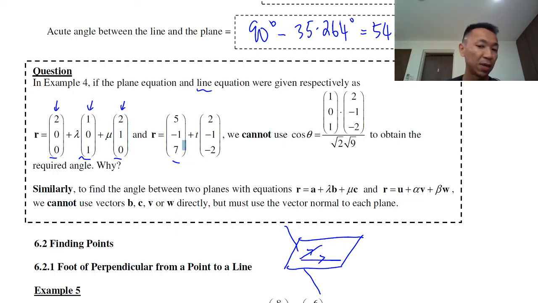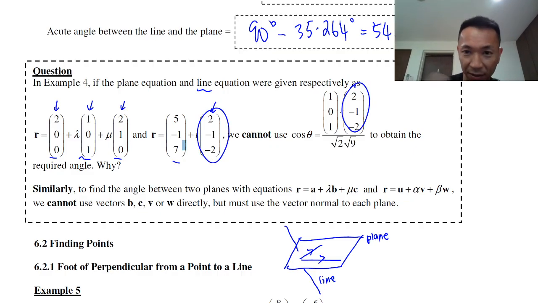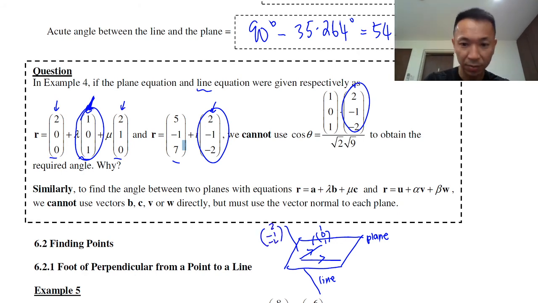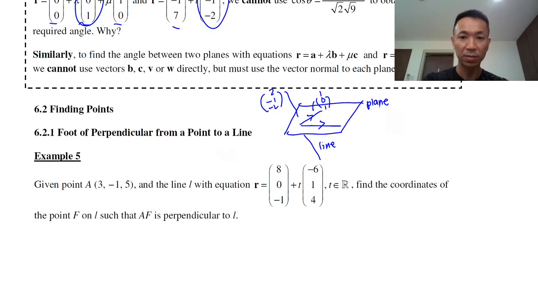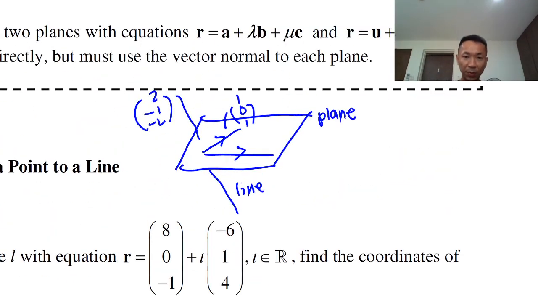This is my line. If you want to find the angle between the plane and my line, I just use the direction vector of the line, and I just choose any one. I just choose this 101 here. And I take dot 2 minus 1 minus 2. Maybe I'll expand this one. Why can't I take the angle between this line parallel to the plane and this line itself?